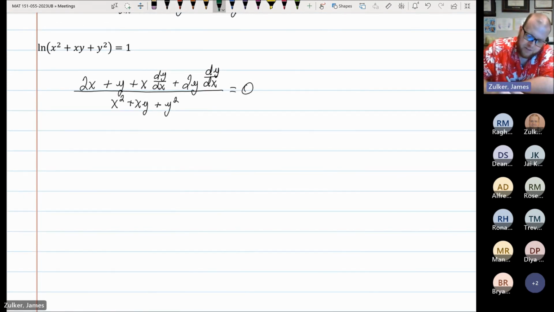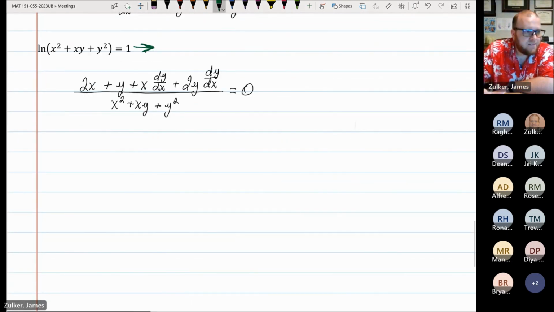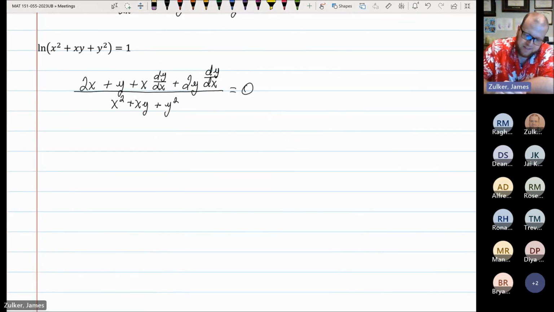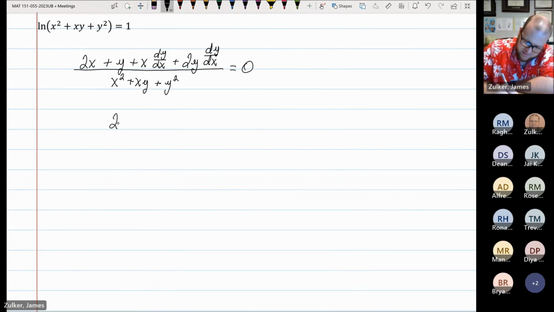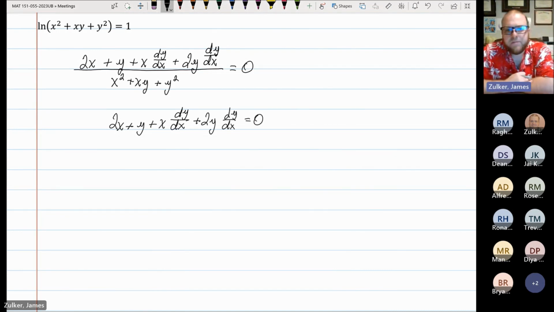Now again, if we look at the original equation, actually, it doesn't matter, right? In this case, it really doesn't matter what it is. But this x squared plus xy plus y squared is going to be e. So just the numerator will have to be 0 in this case.